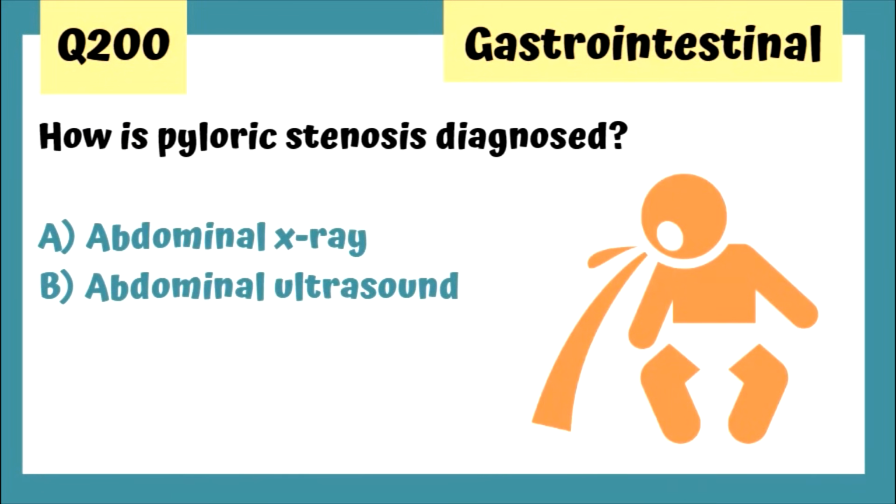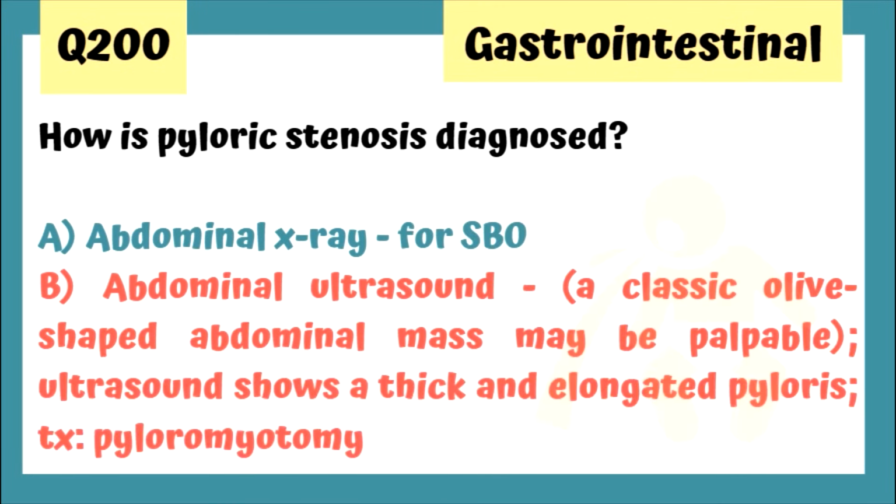Last question, how is pyloric stenosis diagnosed? Abdominal x-ray or ultrasound? It's going to be with the ultrasound. A classic olive-shaped abdominal mass may be palpable. The ultrasound shows a thick and elongated pylorus, and the treatment is with pyloromyotomy.